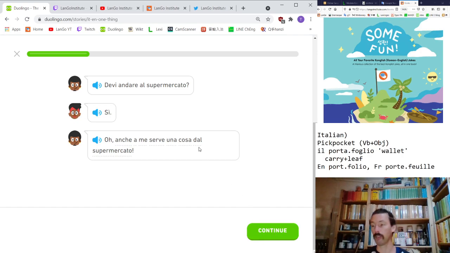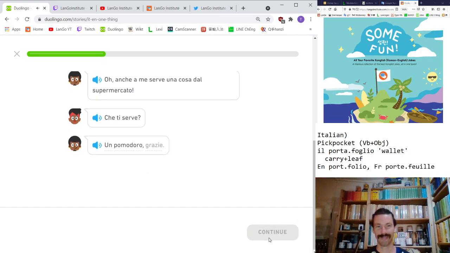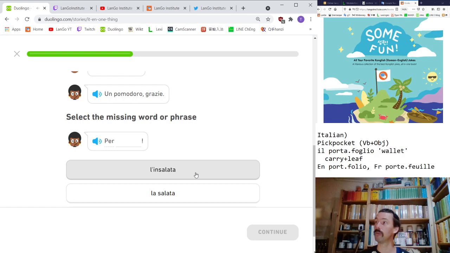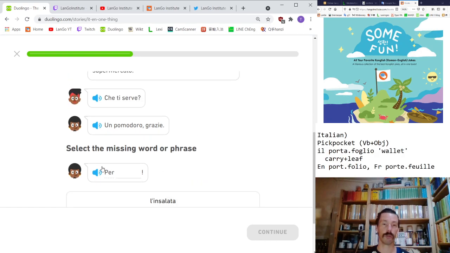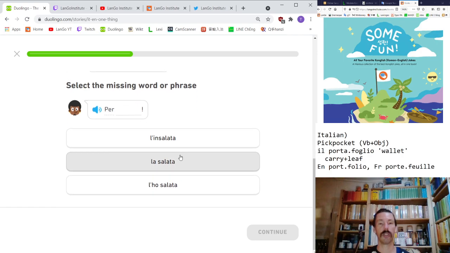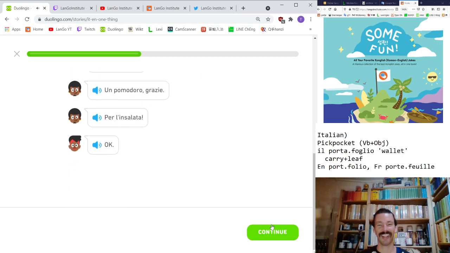This is a fusion too. Italian has them as well, not just Irish. From the in a single word. Che ti serve? What would serve you? Un pomodoro, grazie. An apple, please. Per l'insalata. Pomodoro is pomodoro. No, not pomme de terre. Pomodoro. It's a tomato. It's not an apple. Mela. Pomodoro, grazie. Per l'insalata. The salad. Okay. Grazie.